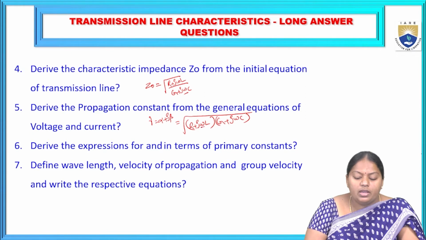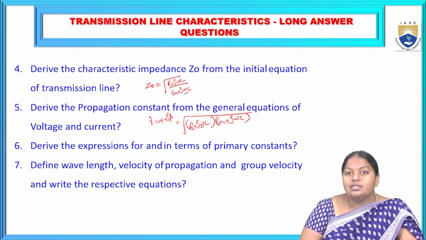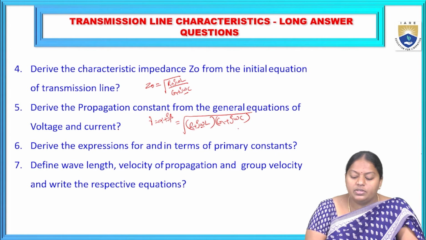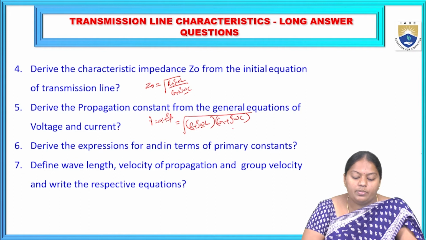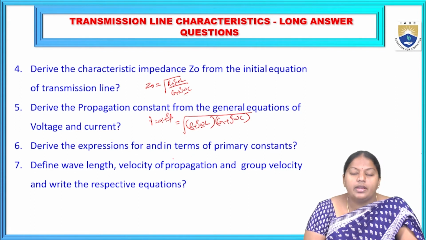Right? So the characteristic impedance and the propagation constant gamma are said to be secondary constants of a transmission line, and all the primary constants of a transmission line, that is R, L, G, C, are the primary. Now derive the expressions for Z0 and gamma, that means propagation constant and characteristic impedance, in terms of all the primary constants.